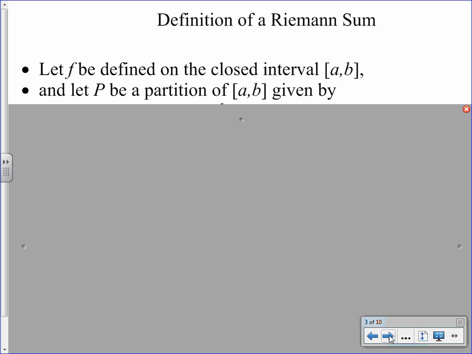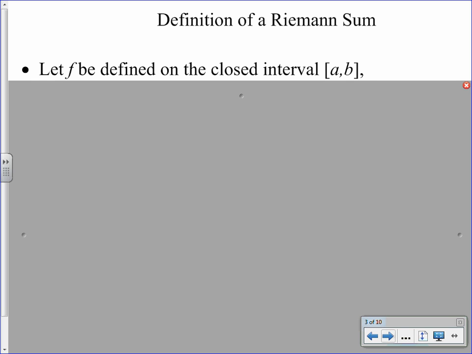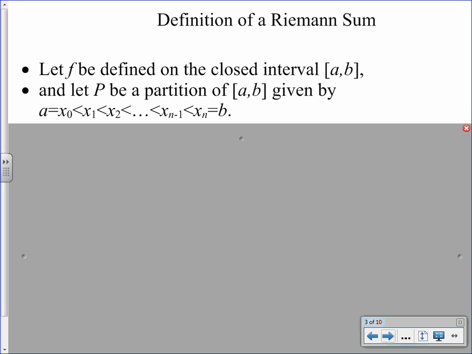So this is the definition of a Riemann sum. I've already informally talked about this. Don't feel like you need to write everything down on this slide. I want you to understand what we're doing. f is a function defined on an interval a to b, including a and b. What we're going to do is partition a to b. What does it mean to partition? We're going to break it up into little pieces, into n number of pieces between a and b.